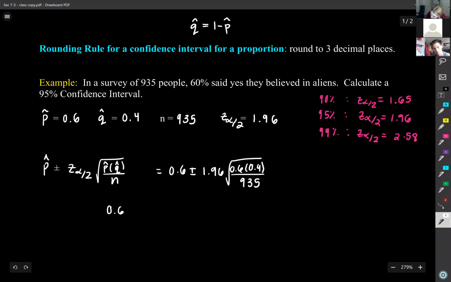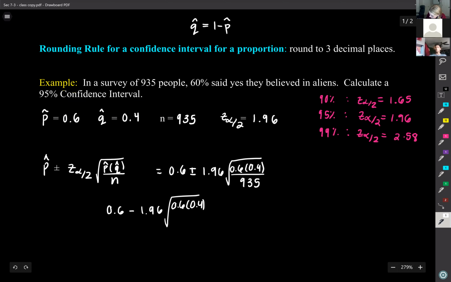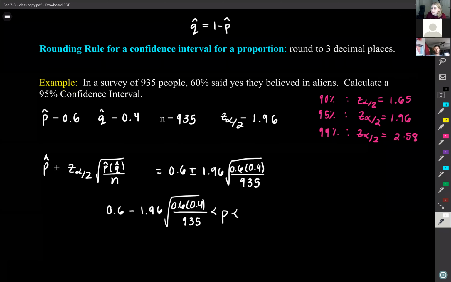which is 0.6 plus or minus 1.96. Oh, not plus or minus, sorry. This side is minus. Times the square root of 0.6 times 0.4 over 935. And we want to be 95% confident that P, or the population proportion, lies within these two endpoints. So notice that now we're talking about P instead of mu. So instead of talking about a mean, now we're talking about a proportion. So we're using P.